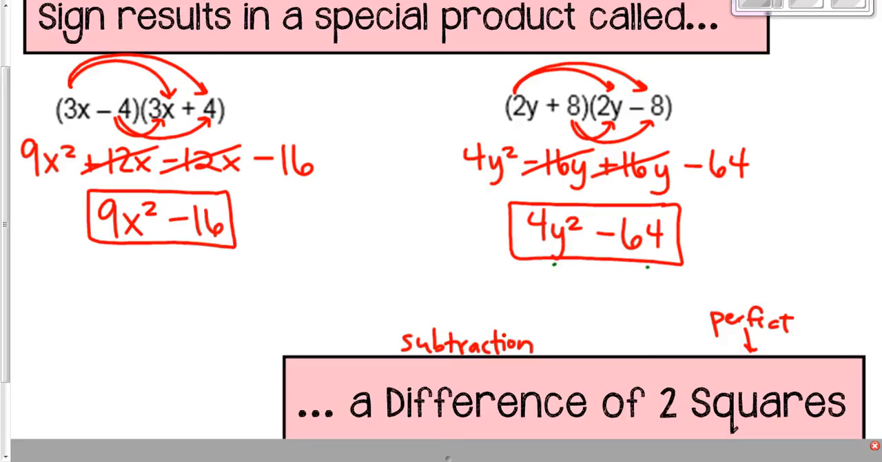It's a difference. 9x squared and 16, they're being subtracted, two perfect squares. So that's where the name comes from, a difference of two squares. Okay, and that's what goes on your notes. These problems result in a special product called a difference of two squares.